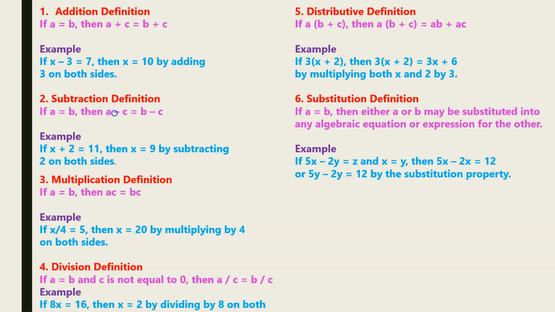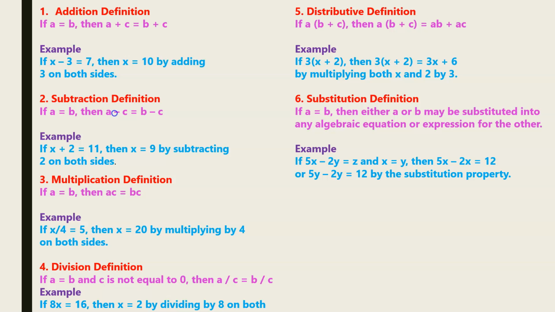When we have multiplication, we continue doing the same operation to both sides again. If we have A equals B and we multiply both sides by the same number C, we will keep the equality. An example is x divided by 4 equals 5. It means the inverse operation for division is multiplication. We multiply both sides by 4. We have x on the left side and we have 20 on the right side. Thus, x equals 20 as a result of multiplying both sides by 4.